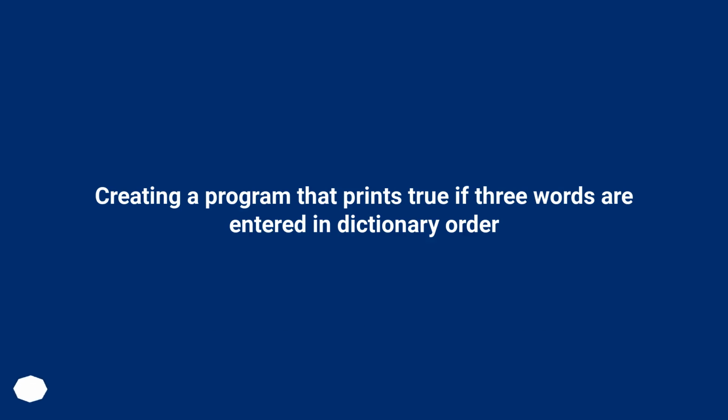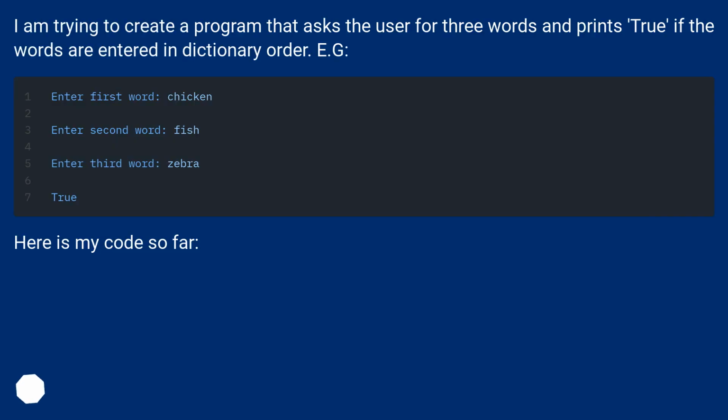Creating a program that prints true if three words are entered in dictionary order. I am trying to create a program that asks the user for three words and prints true if the words are entered in dictionary order. E.g., here is my code so far.